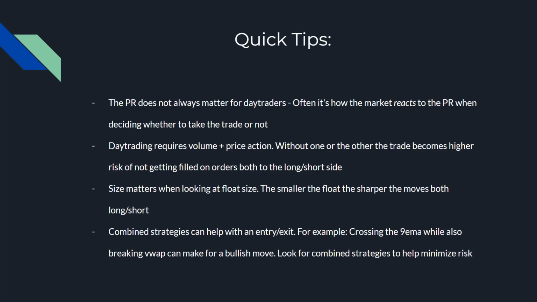and short side. Size matters when looking at the float size. The smaller the float, the sharper the moves, both long and short. And combined strategies can help with an entry or exit. For example, crossing the 9 EMA while also breaking VWAP can make for a bullish move. Look for combined strategies to help minimize risk.